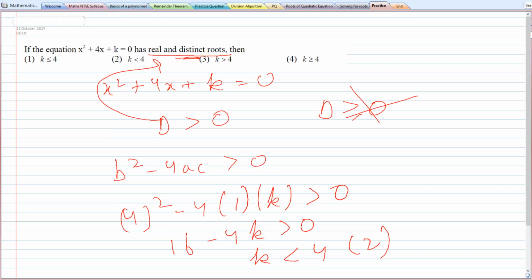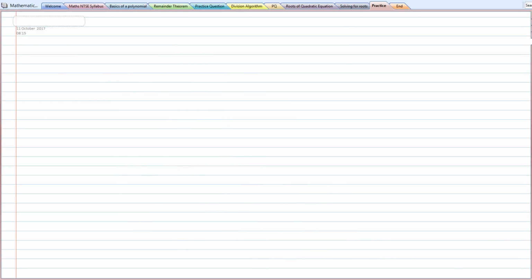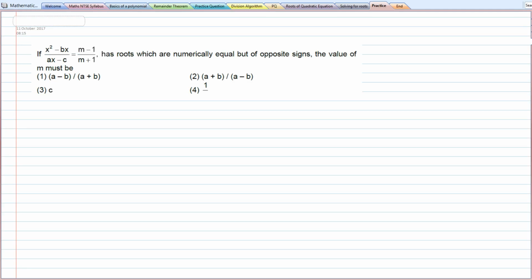Is it clear? Let's try another question then. Let's try this question from previous year NTSE paper. Also, in the fourth option, it is 1 by c. Let's try it out quickly, okay?